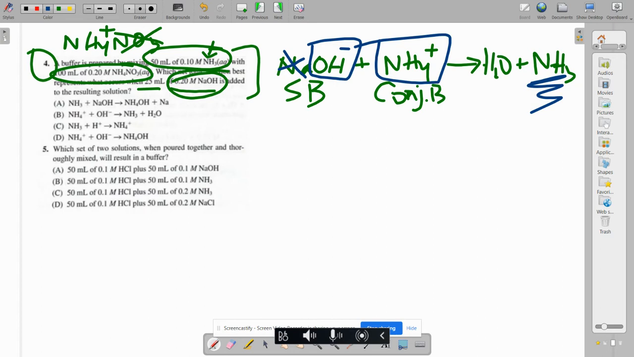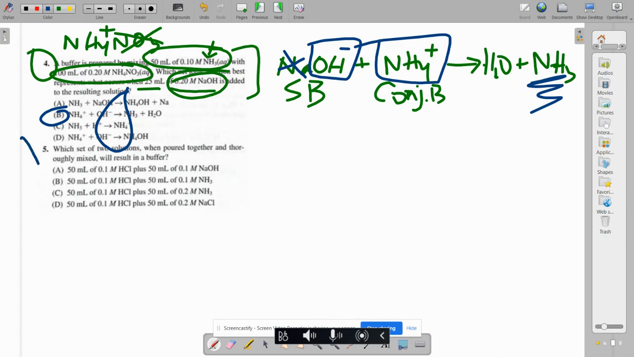So that, my friends, would be choice B: NH4+ plus OH- yields NH3 plus H2O. They're all single arrows, but that's definitely appropriate here because this is an ICE table, meaning it goes to completion because of adding the strong base. All right, so that looks pretty good.